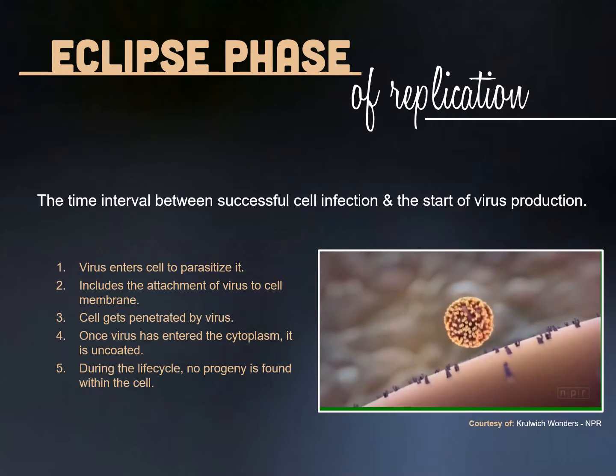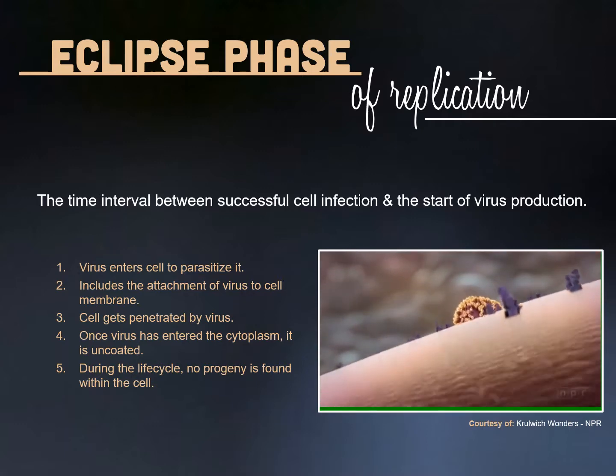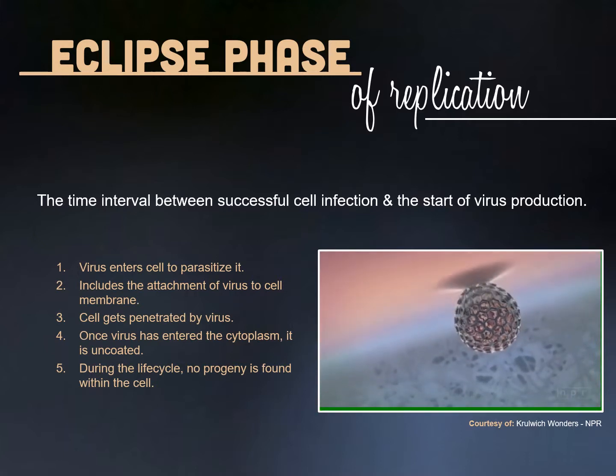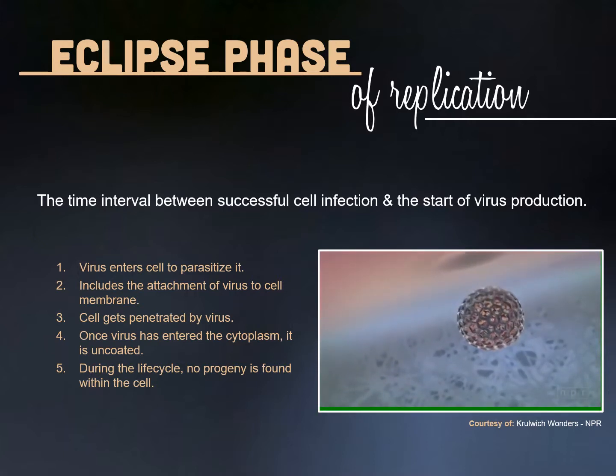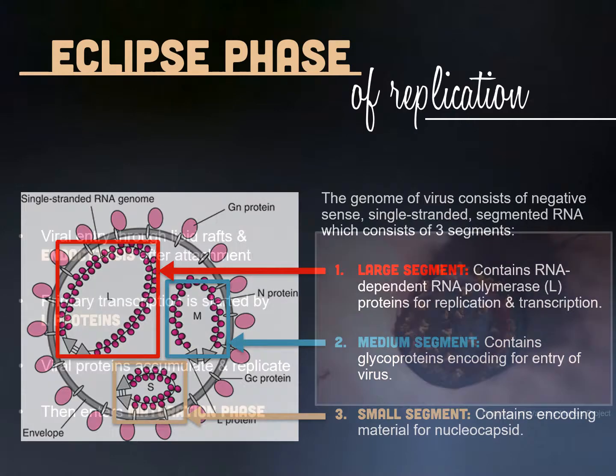Once the virus has entered the cytoplasm, it is uncoated. During the life cycle, within the cell no progeny is found, and the virus is not active. The virus disassembles and component parts are synthesized. The genome of the virus consists of negative sense, single-stranded segmented RNA, which consists of 3 segments.